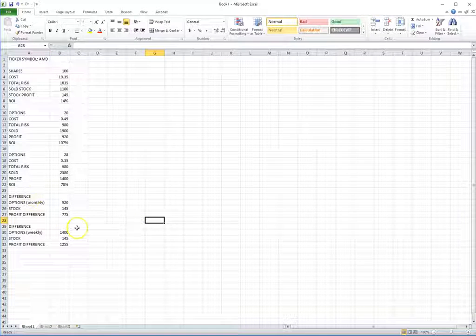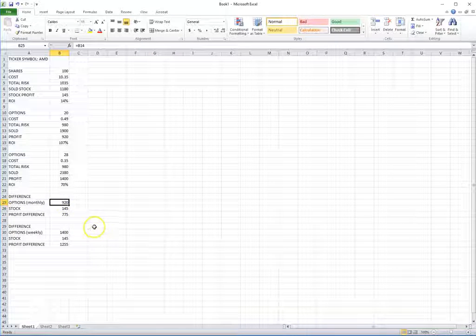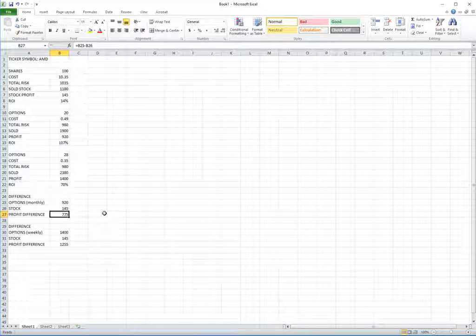So let's look at the difference here. Our monthly options, our profit $920. Our stock $145. Profit difference $775. You can see using $1,000 risk, the reward is a lot more using options.